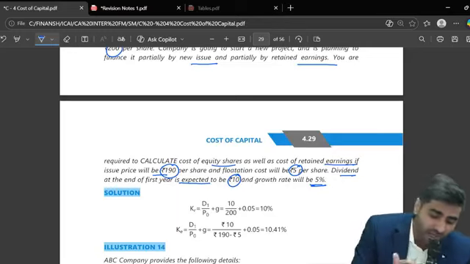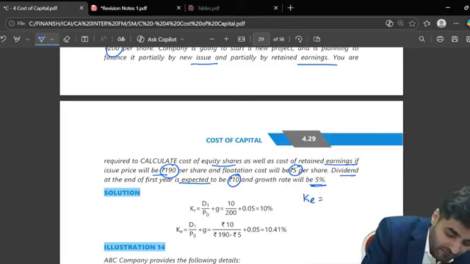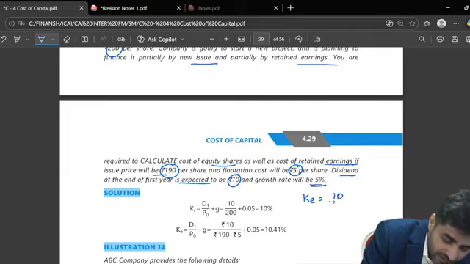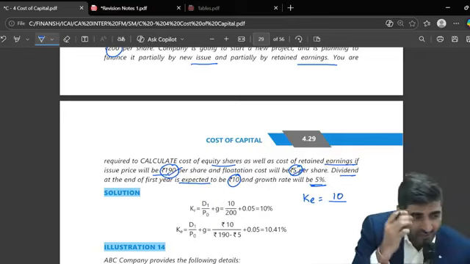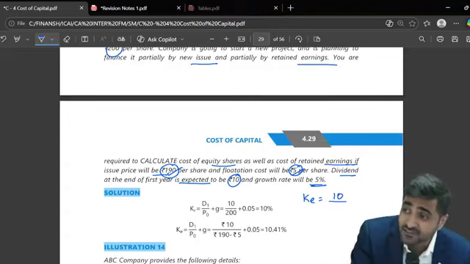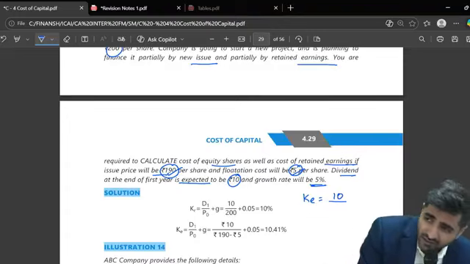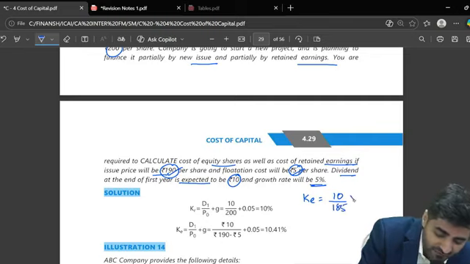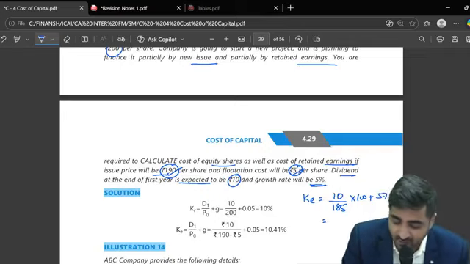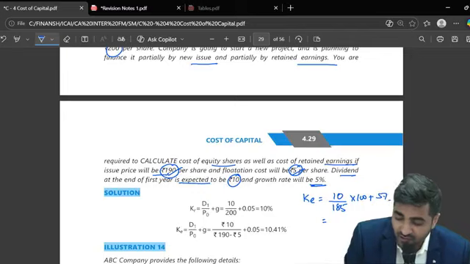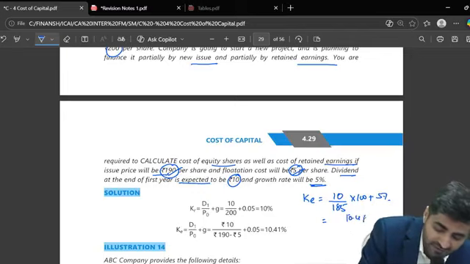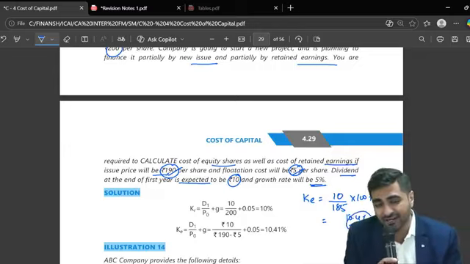Yes, sir. So now I have to calculate first my KE. If I want to calculate KE, what's my D1? So look, come on, 10. What's my issue price? 190. And what's the flotation cost? 5. So can you please give me what's my net proceeds? Come on, yaar. 185. So this will be 185 into 100 plus what's the growth rate? 5%. Is this data sufficient for you to calculate this? Come on, yaar. So this will be nothing but 10.40 or 10.41%.